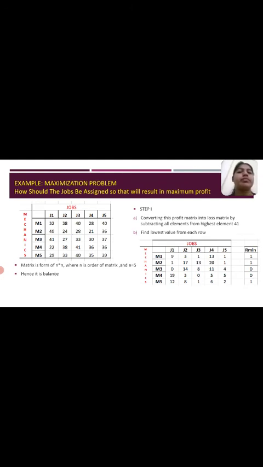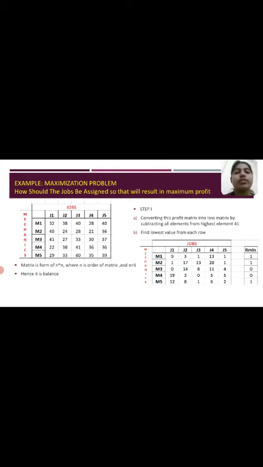Example, maximization problem. How should the jobs be assigned so that it will result in the maximum profit? Mechanics M1, M2, M3, M4, M5, jobs J1, J2, J3, J4, J5. The matrix is of the form n into n, where n is the order of the matrix and n is equal to 5, hence it is balanced. Step 1. Convert the profit matrix into a loss matrix by subtracting all elements from the highest element, 41.